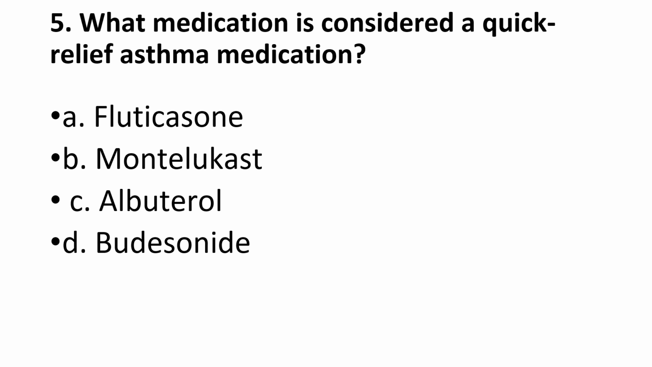What medication is considered for quick relief asthma? Fluticasone, montelukast, budesonide, albuterol? The answer is albuterol. Fluticasone and budesonide are both corticosteroids. Montelukast is what's called a leukotriene inhibitor. It inhibits some parts of the immune system. It's kind of like a third-line medication. Albuterol is used for rescue medication. It's a bronchodilator.